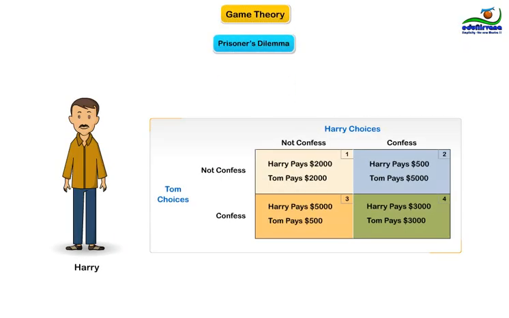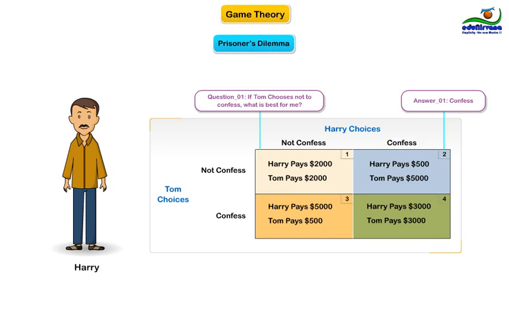Okay, let's see what Harry must be thinking after considering his choices and their possible outcomes. I have two options: confess or not to confess. And Tom also has the same two options. Let me ask myself two questions. If Tom chooses not to confess, what is the best thing for me to do? The answer is to confess, because if I do not confess, I will end up in box 1 paying $2,000. But if I confess, I will end up in box 2 paying only $500. No doubt about it. If Tom chooses not to confess, I should confess.